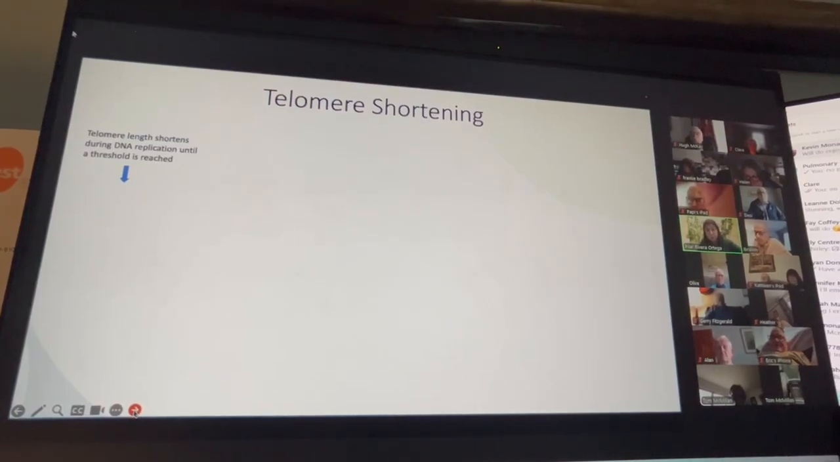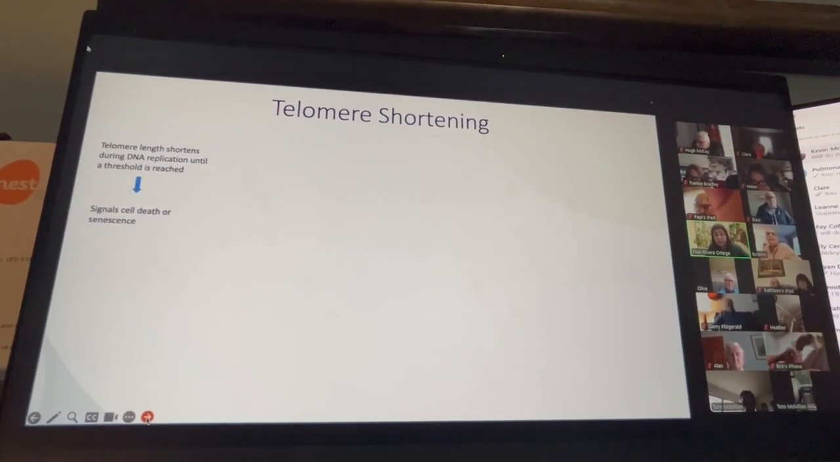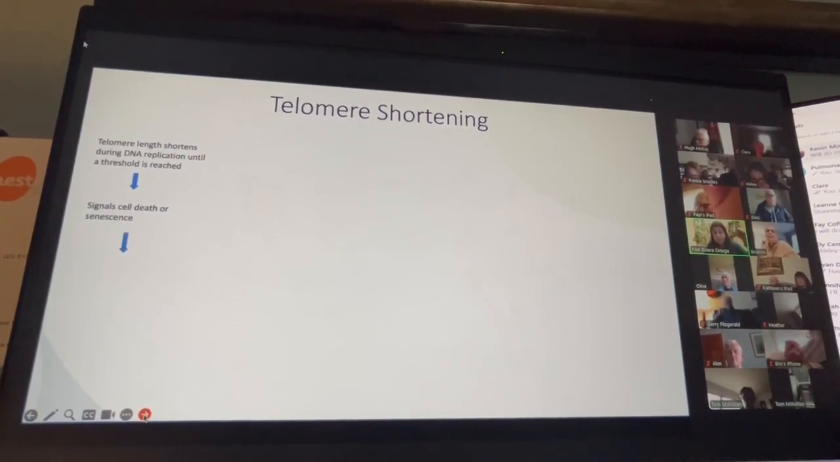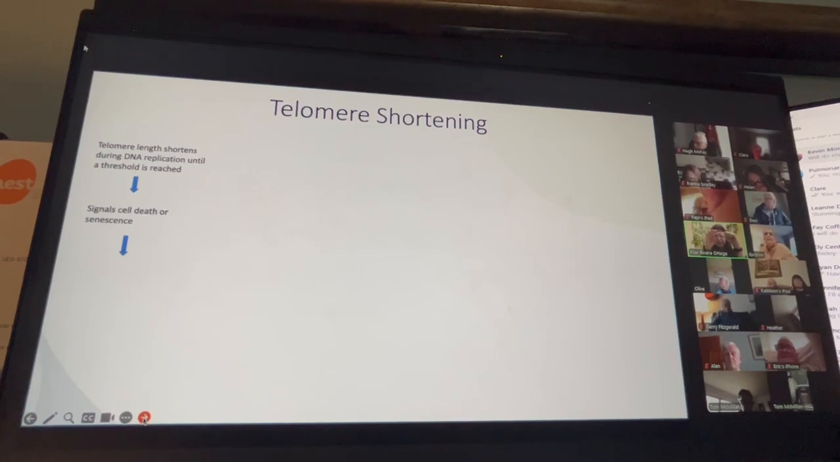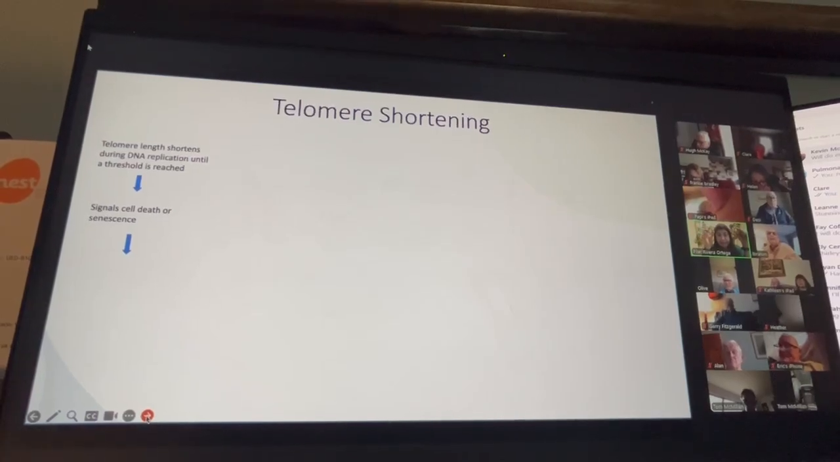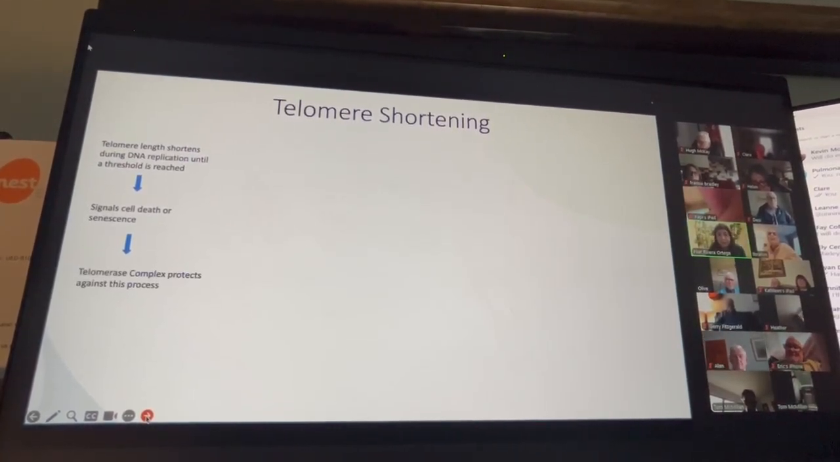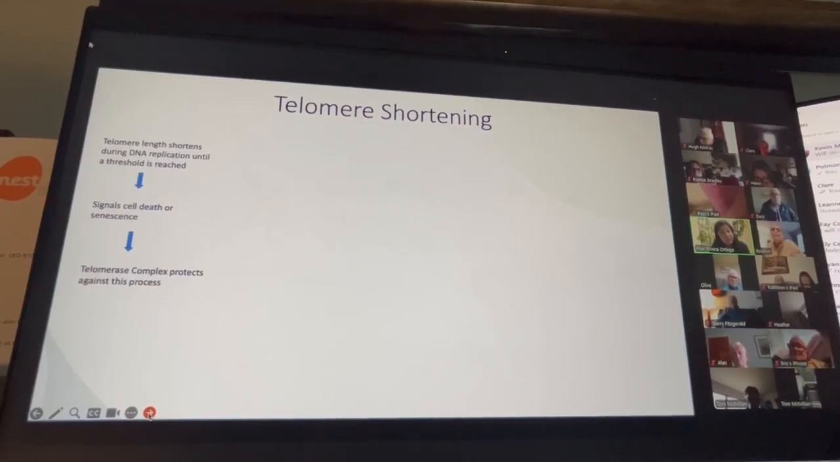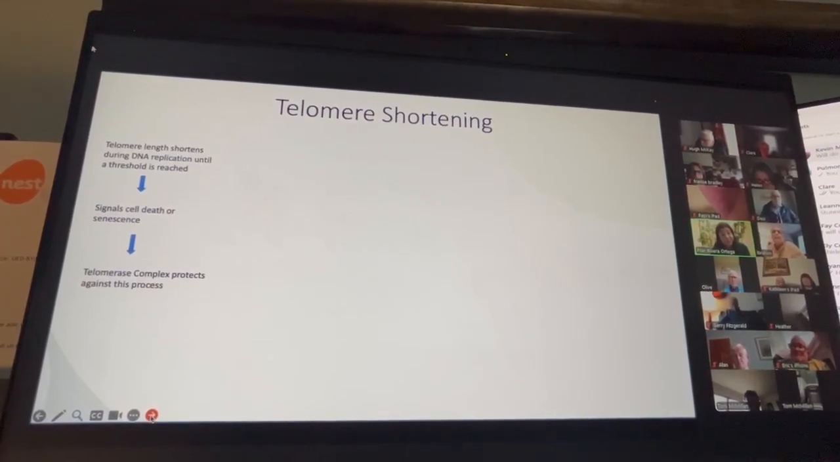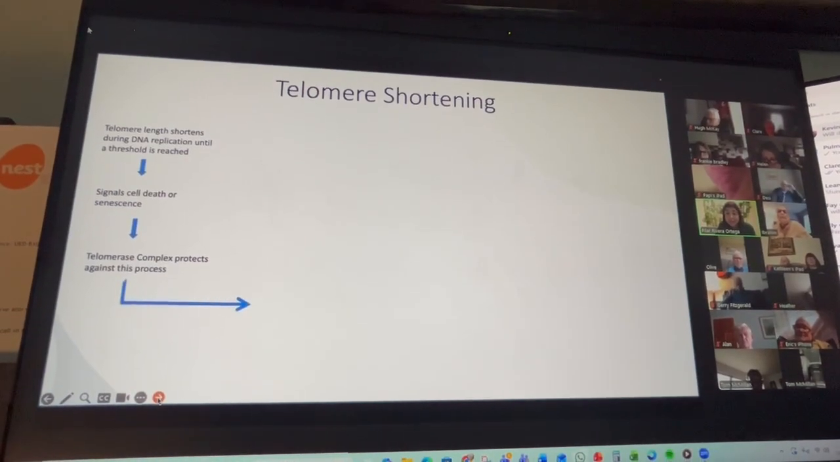As we get older, the telomeres become shorter and shorter, until the threshold is reached during the DNA replication, every time that the cell is dividing. Then the signals of self-death or senescence are activated. And we have an enzyme. As I said, our body is very clever. We have an enzyme that is called the telomerase complex that is against this process.